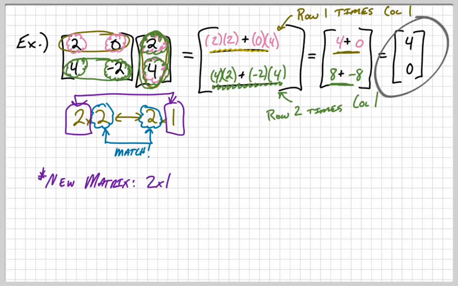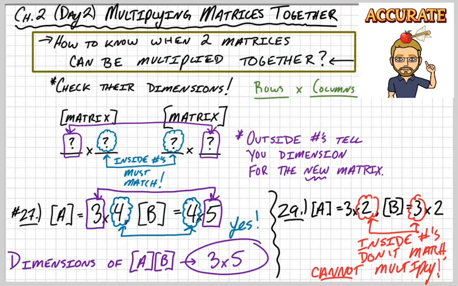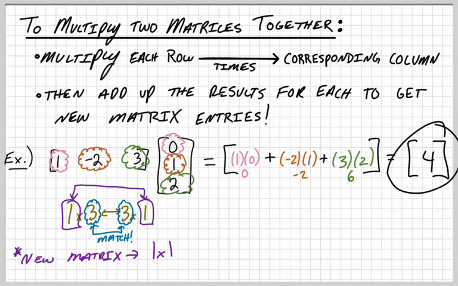Now we are really rolling with multiplying matrices together. Okay, to summarize, we talked about when you can actually multiply 2 matrices together, right? The inside numbers have to match. And if you can actually multiply them together, you get the green light. You know the offspring, the new matrix from that product, will be the size of, well, whatever the outside numbers are, right? The outside numbers will tell you the dimensions of the new matrix. And then we talked about the steps for actually multiplying them together, right? Multiply each row times the corresponding column. Then you add up the results for each of those entries to get your new matrix entries.